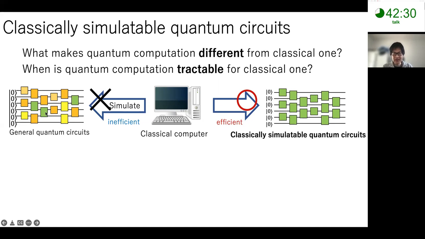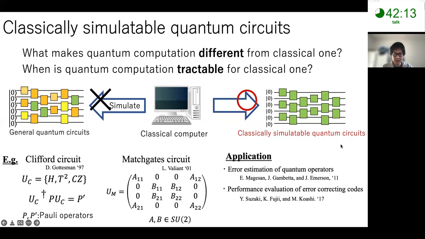However, if we make a restriction on unitary gates, then sometimes we can simulate this quantum circuit efficiently, which is a so-called classically simulable quantum circuit. And a famous example of a classically simulable quantum circuit is the so-called Clifford circuit, introduced by Gottesman.